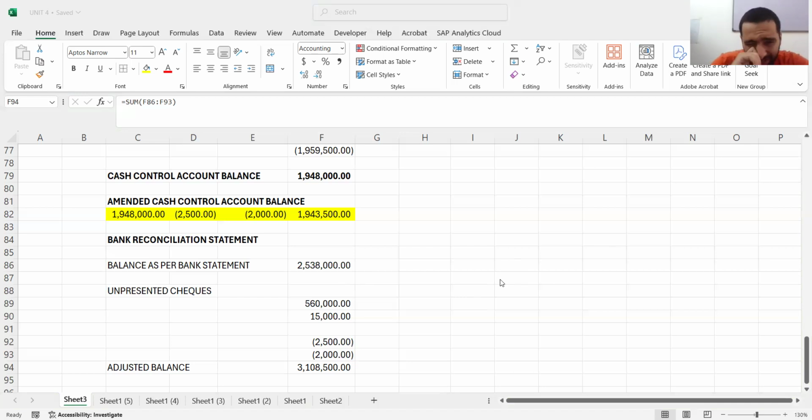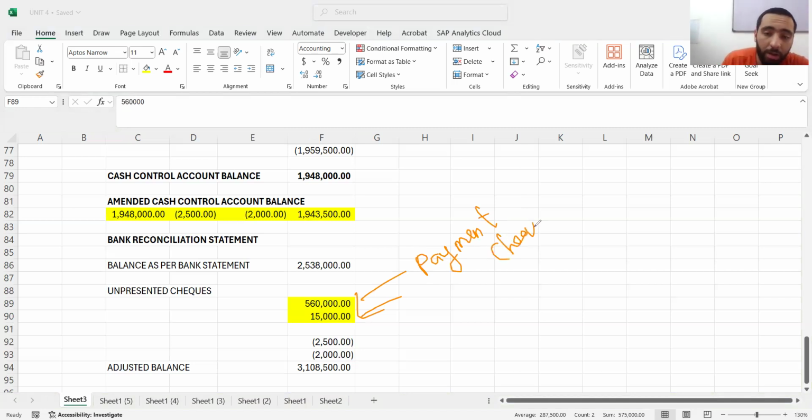So what has happened is this: 560,000 and 15,000 are in the cash book as what? As payments, right? These two are in the cash book as payments, as you have done the payment. In which form? In the form of a check. And then what next?